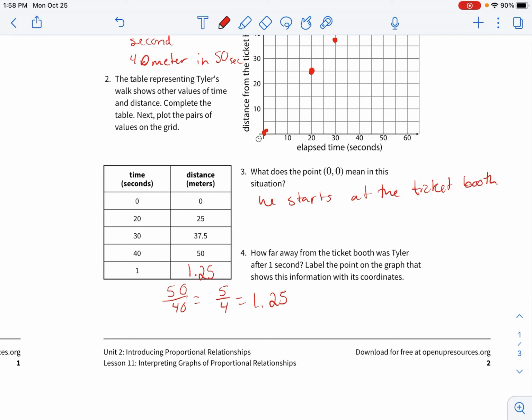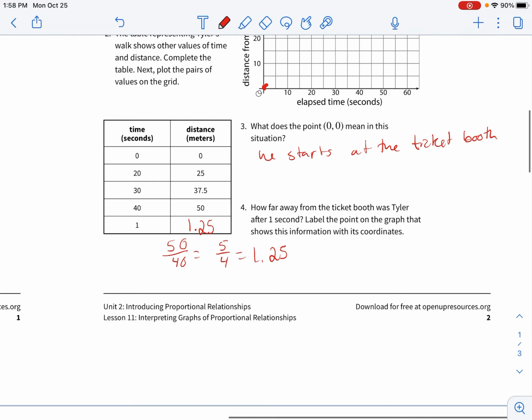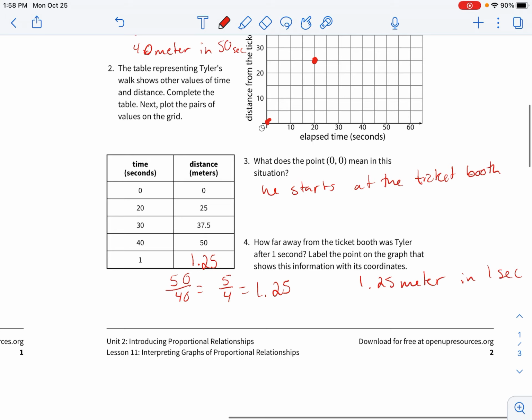So once again, we found that by taking 50 divided by 40. That gave us 1.25 meters in 1 second. Okay. And so that would be this point right here. So at 1.25.